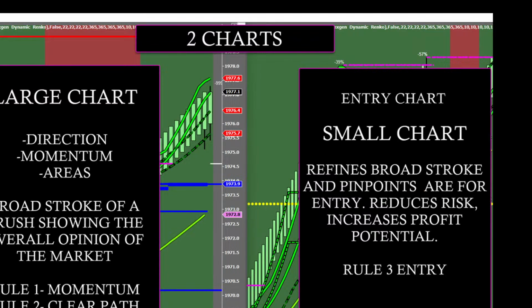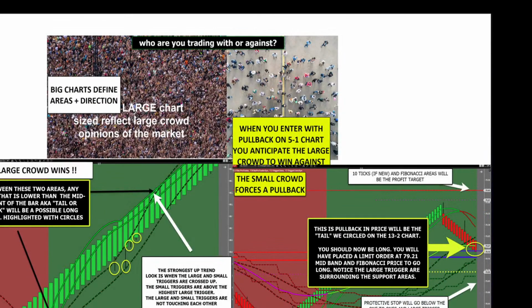So we use these two charts. My favorite analogy in the world is asking yourself, who are you trading with or against? I guess this is a metaphor.